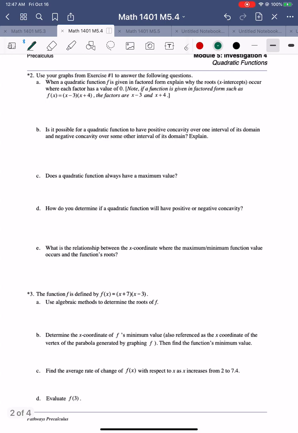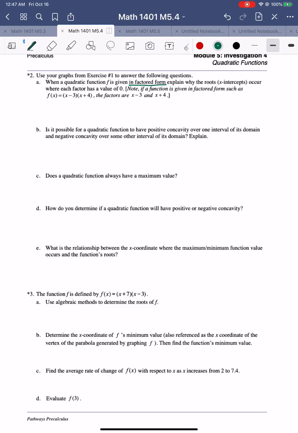In number 2, use your graph from exercise 1 to answer the following questions. When a quadratic function f is given in factor form, factor form means you just have factors that give a product. Explain why the roots, the x-intercepts, occur where each factor has a value of 0.